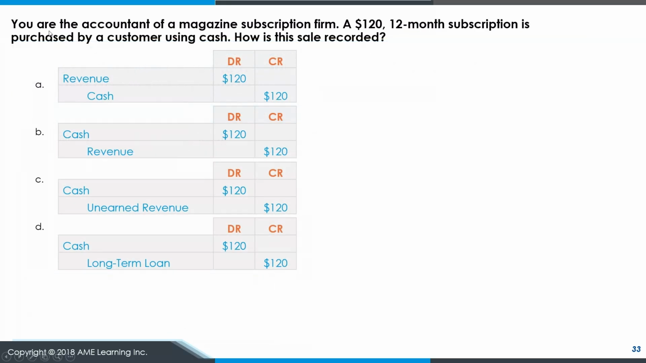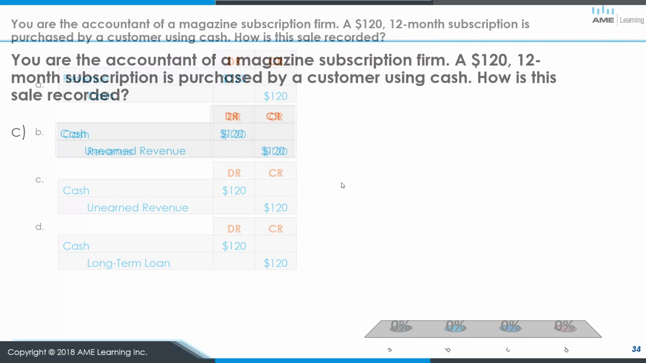Okay, we're the accountant of a magazine. A $120 12-month subscription is purchased by a customer using cash. So originally, we're going to get the cash, and we're going to record that unearned revenue liability, and then we're going to need to earn it every month, $10, 1/12. We'll earn $10 a month as we provide the magazines at the end of each month, basically.